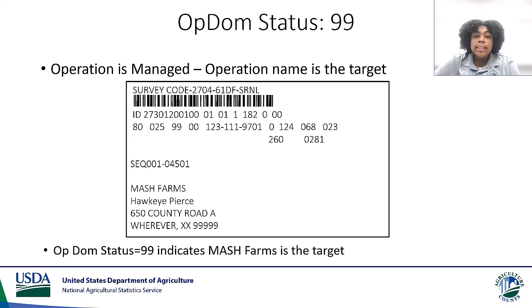The last of our OpDom statuses is status 99. These managed operations make up 5% of the national ARMS 3 sample. Unlike our OpDom 0 and 85-45s, our target is no longer the person named on the label, but it is the operation's name. So on this label displayed, Marsh Farms is our target for this OpDom 99. When we talk to Hawkeye, we need to make it clear to him that we are only obtaining data for Marsh Farms and nothing else. Keep in mind, Hawkeye may have his own individual farm, but we are not concerned with that. We are only concerned about Marsh Farms, which Hawkeye manages.